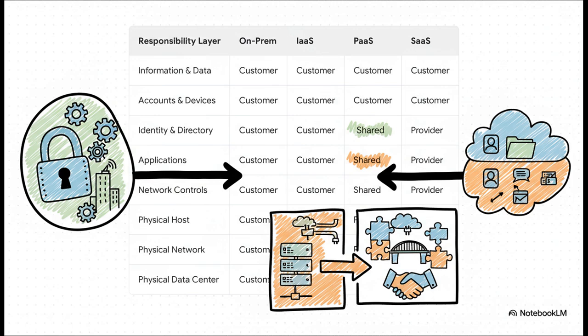And this table right here, this lays it all out beautifully. Look at the far left, on-prem. That's the old way of doing things, where you, the customer, are responsible for everything: the physical building, the servers, the data, all of it. Now watch as we move to the right. With IaaS, the provider takes over the bottom layers, the physical stuff. With PaaS, they take on even more, managing the whole platform. And then with SaaS, all the way on the right, the provider handles almost the entire stack. Your job is basically just to manage your data and your users. It's a clear shift of responsibility.